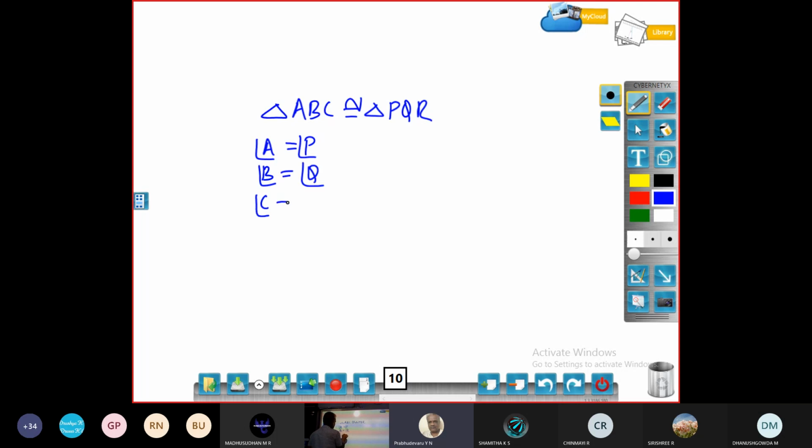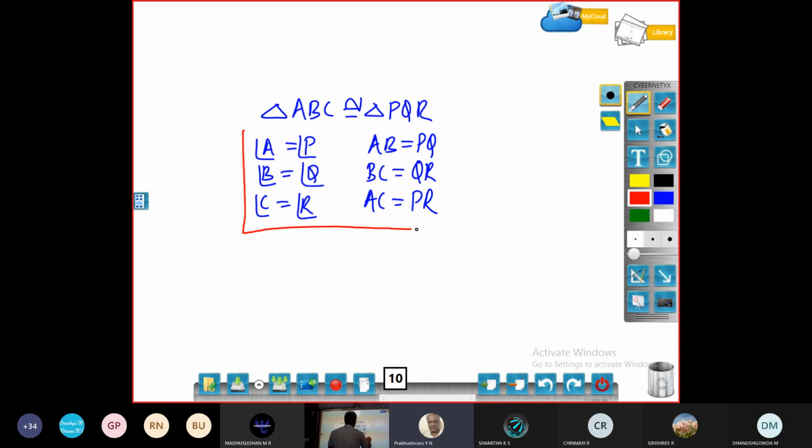Now, in congruent triangles, suppose two triangles are congruent: triangle ABC congruent to triangle PQR. Then angle A will be equal to angle P, angle B will be equal to angle Q, angle C will be equal to angle R. Also AB will be equal to PQ, BC will be equal to QR, and AC will be equal to PR. These 6 parts are called corresponding parts of the congruent triangles.